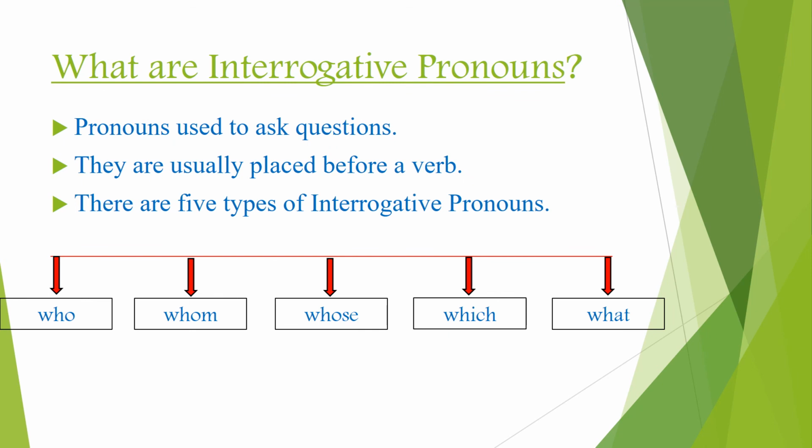And the last type of pronoun is interrogative pronouns. It is pronounced as interrogative pronouns. These pronouns are usually placed before a verb as they ask questions. There are 5 types of interrogative pronouns: who, whom, whose, which, and what.